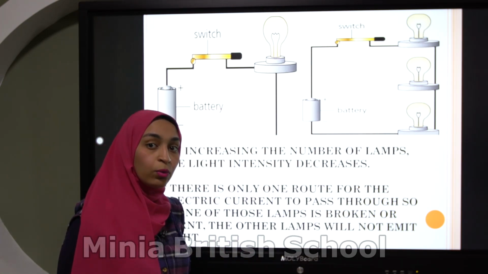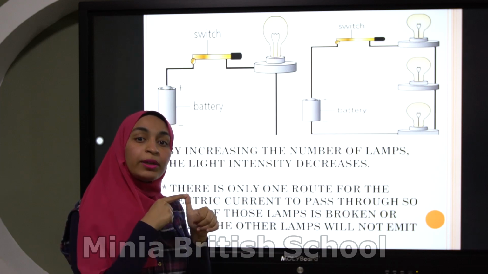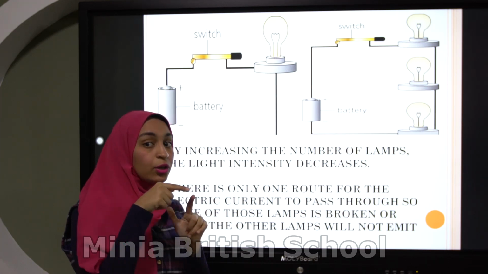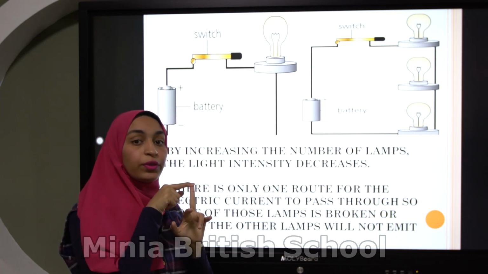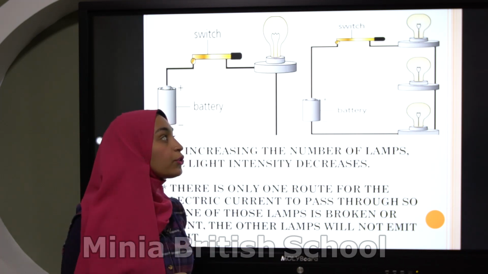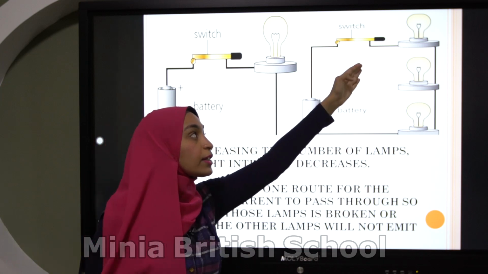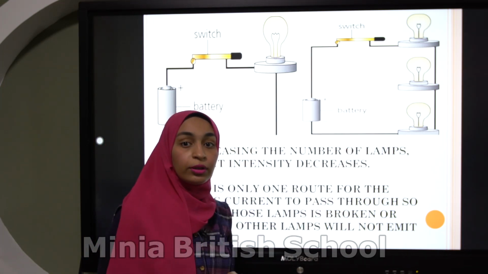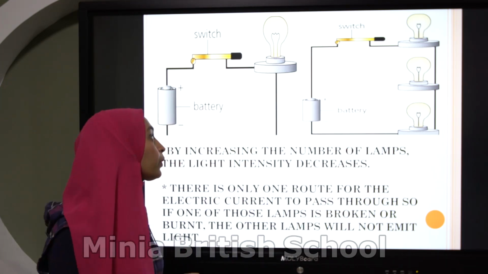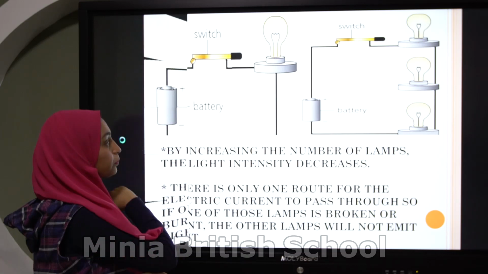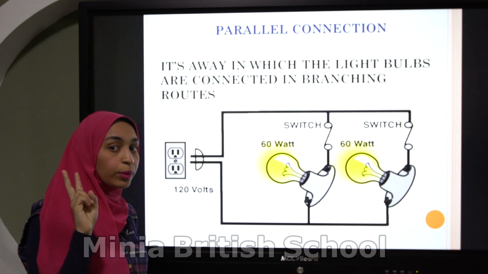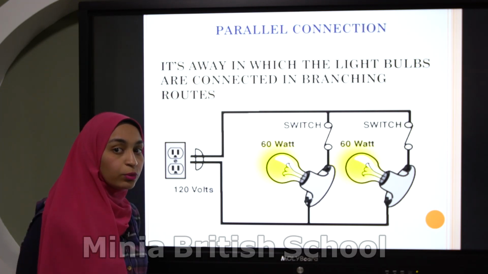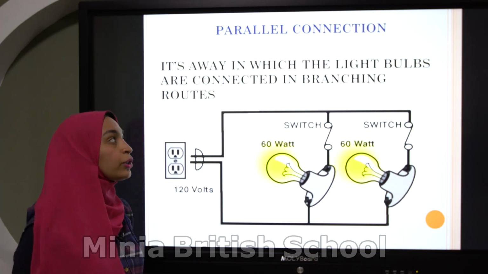So until now we talked about what? What is the meaning of the electric circuit? What is the structure of it? What is the definition of the series connection? And what is the effect of increasing the number of lamps on light intensity? We said that we have two methods of connection. We talked about series connection.